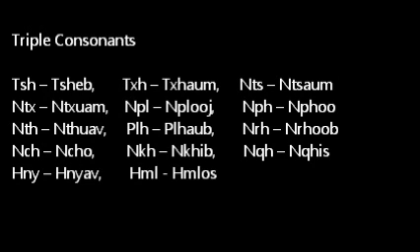The triple consonants are three single consonants combined. Now let's take a look. TSH. If you sound out the singles together, you sound like this: da, sha, ha, cha. Che. Che is the word for car or automobile.